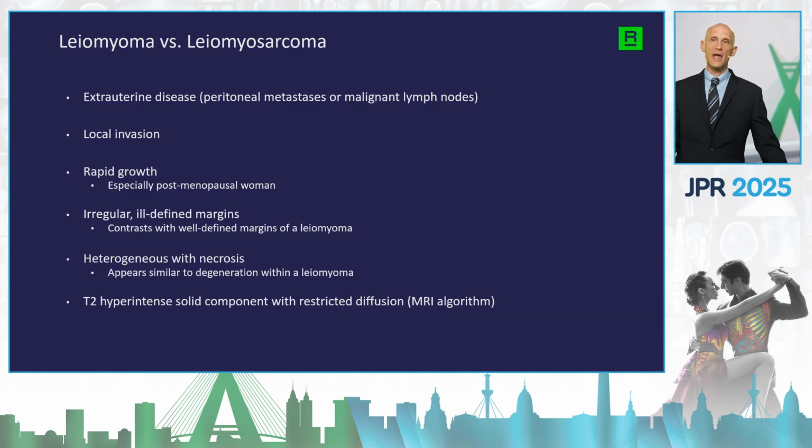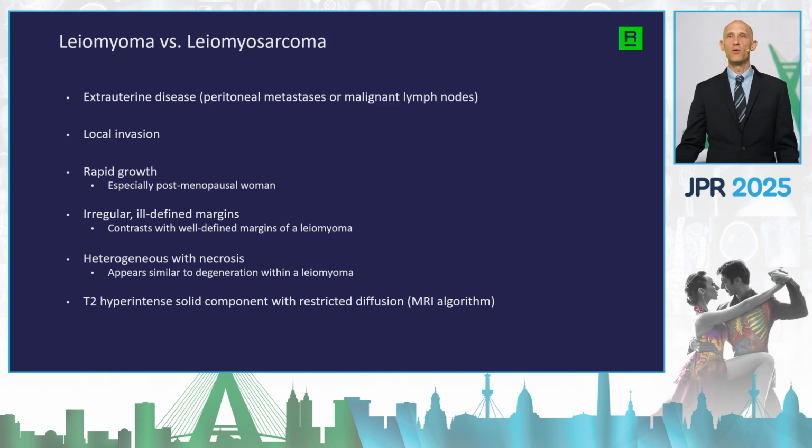So our challenge is really how to distinguish a benign leiomyoma from a leiomyosarcoma. I showed you a number of atypical patterns of leiomyoma that make things even more complicated. But here is a list of some of the features we can use to try to raise the possibility of leiomyosarcoma. So the first would be extrauterine disease. If we see evidence of peritoneal metastases that are not T2 dark or malignant lymph nodes, that's going to be a suspicious finding for leiomyosarcoma.